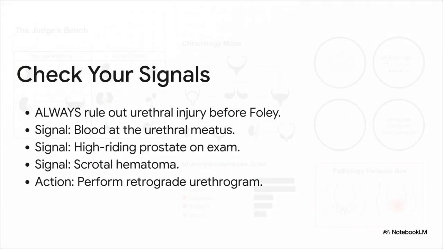But hold up. Before you even touch a Foley catheter in a trauma patient, you must check your signals. So the absolute crucial point is this. Blindly forcing a catheter into a severed urethra will turn a partial tear into a catastrophic, permanent destruction of the patient's anatomy. Look for your signals first. Blood at the urethral meatus, a high-riding prostate on the rectal exam, or a scrotal hematoma. If you see any of those, stop. Just stop. Perform a retrograde urethrogram first so you can visualize the continuity of the urethra.